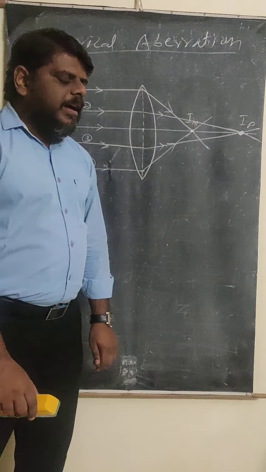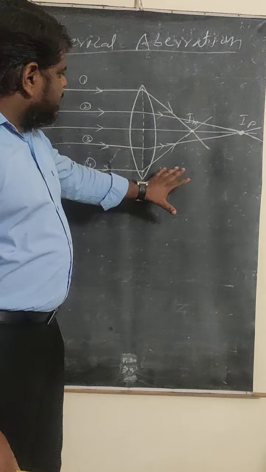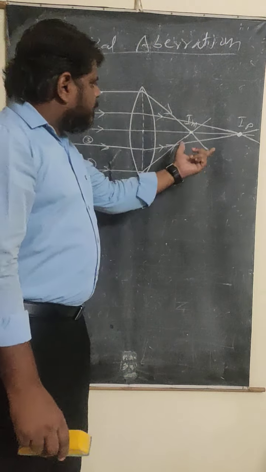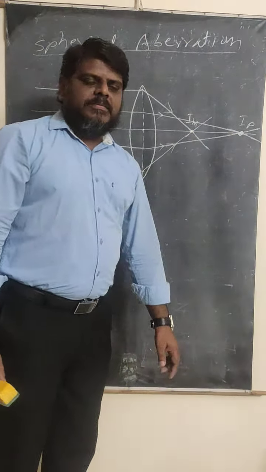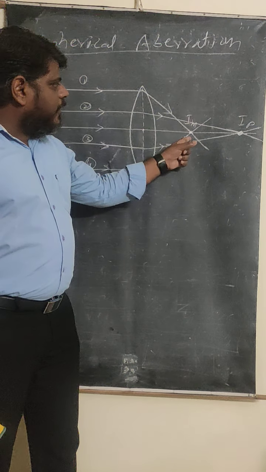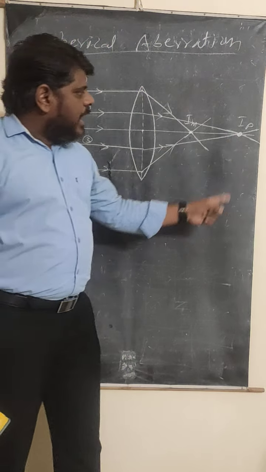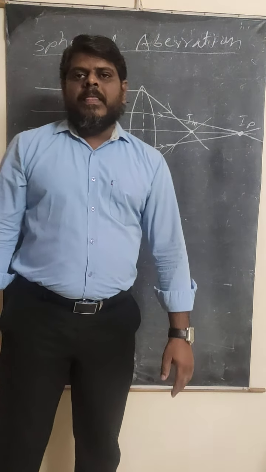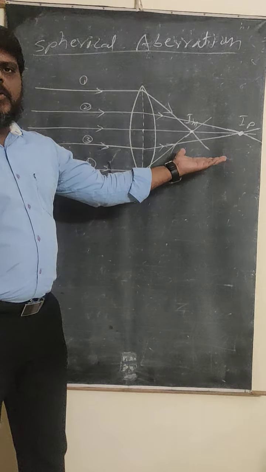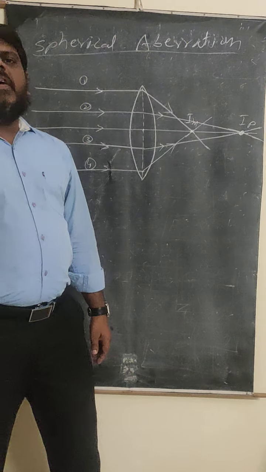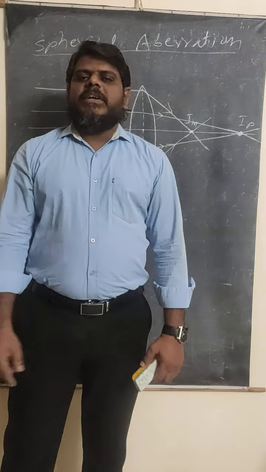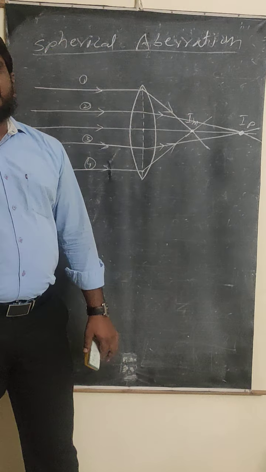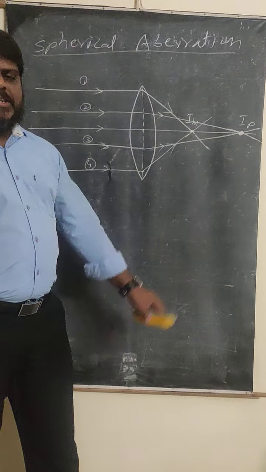So what is happening here? This clearly explains that for a point-size object, a single object, the image is produced at two different places. At this point, one image is formed due to the marginal rays, and at this point, another image is formed due to the paraxial rays. When two images are produced, it becomes very difficult to see or identify the object itself. So this type of defect is called spherical aberration.